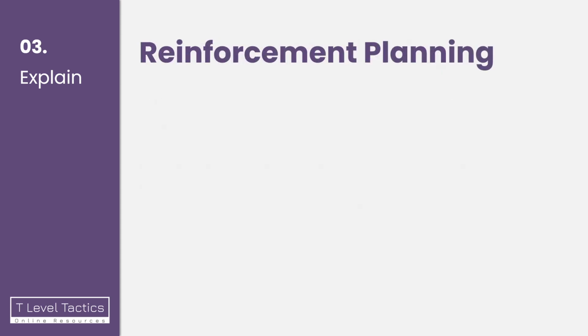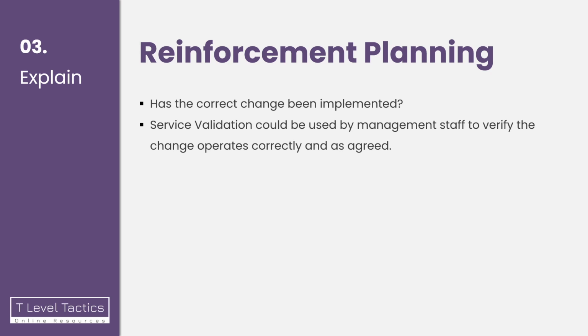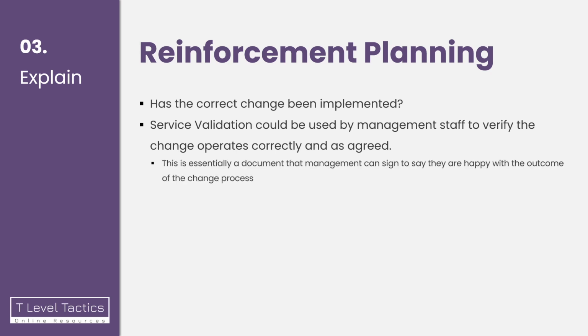We may also want to think about, well, has the correct change been implemented? Now, of course, hindsight is perfect, but we should always reflect and make sure that what we've done has been right and fit for purpose. Service validation could be used by management staff to verify the change operates correctly and as agreed. And service validation is essentially a document that management can sign to say they're happy with the outcome of the change process. That's a good point for you as a project manager to say, okay, well, we've delivered this, the project is over.